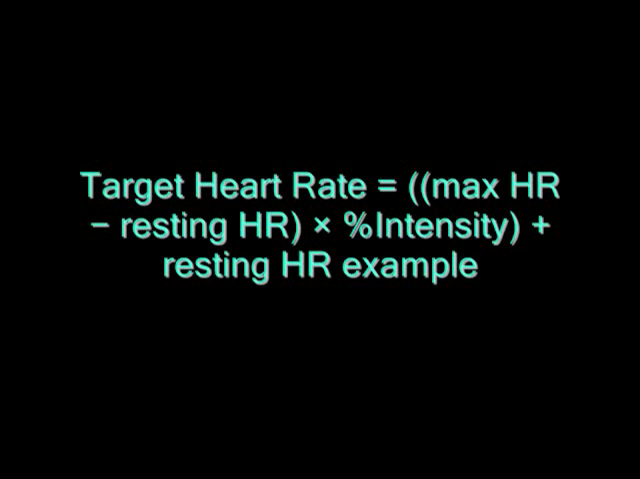Target heart rate. This is the Karvonen formula. It is a mathematical formula to determine target heart rate training zone. For example, Rachel is a 21-year-old female whose resting heart rate is 65 beats per minute. She wants to know what her target heart rate should be at training 60 to 70%.